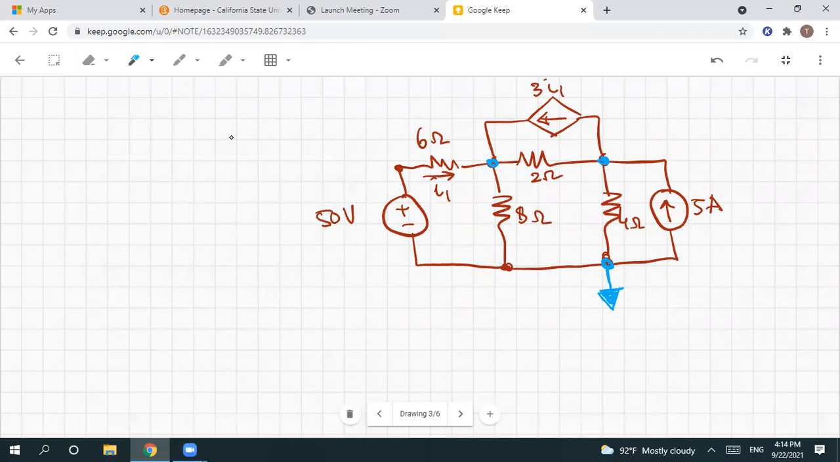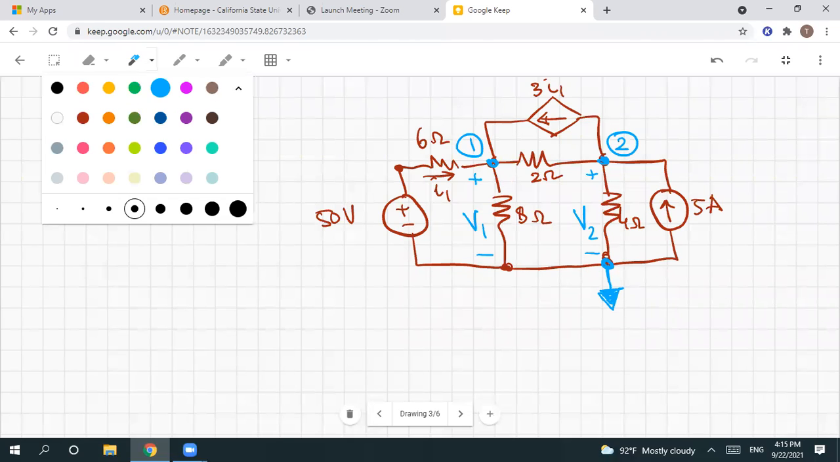Okay, the next step, I will say this node is 1, this node is 2. I will assign the voltages V1 and V2. So these are the 2 voltages I have. Since I have 3 essential nodes, one of them will be a reference, and I will have only 2 non-reference nodes. And now I will start writing KCL for each non-reference node.